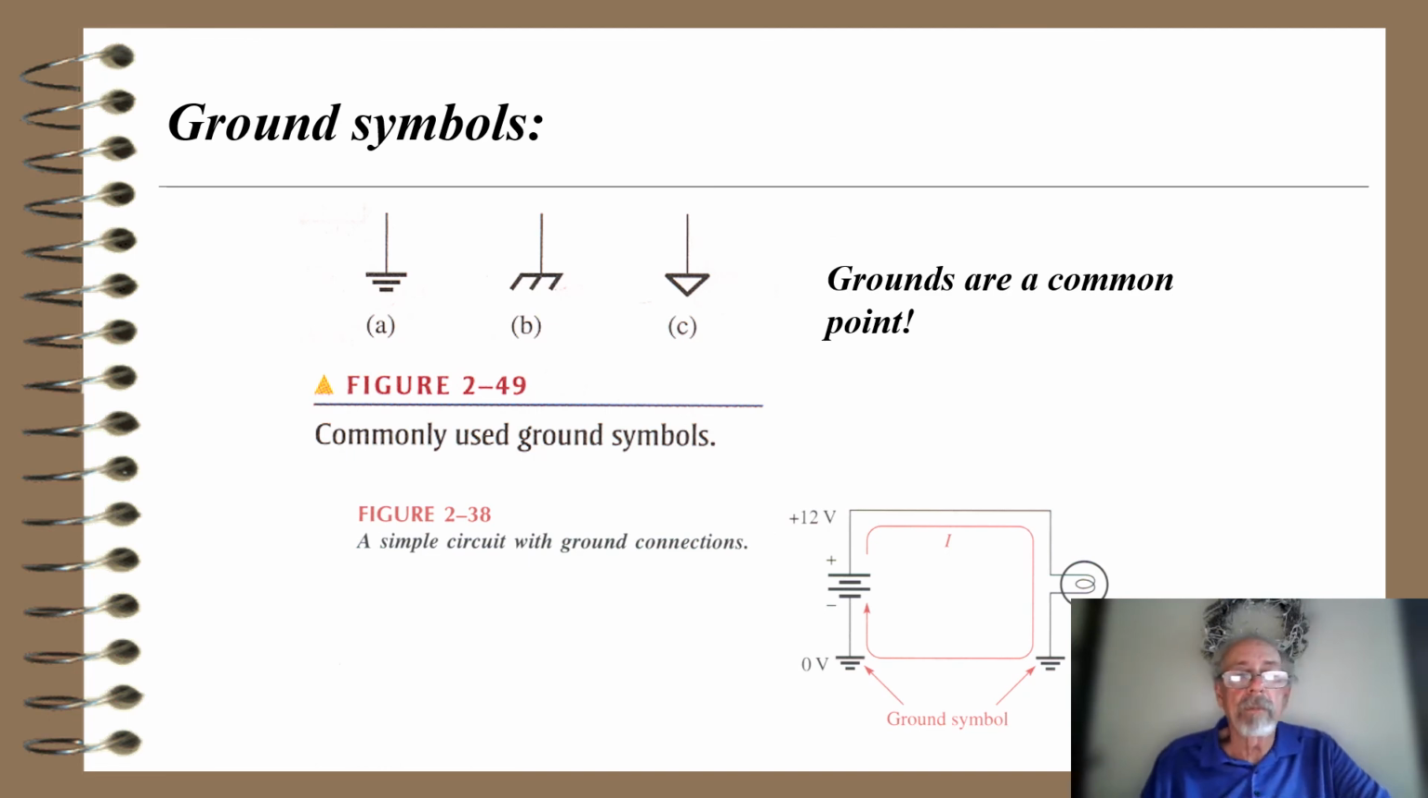So here are the ground symbols that commonly are used. The one in A is kind of old-fashioned, B is a little more modern, and so is C. Grounds are a common point.